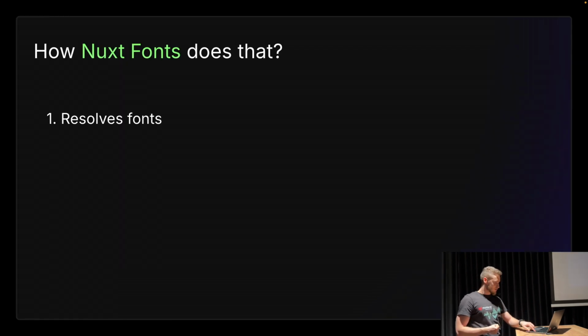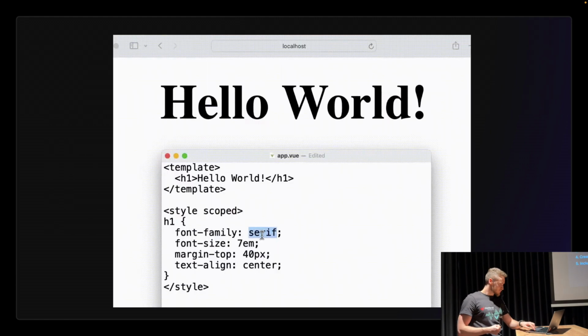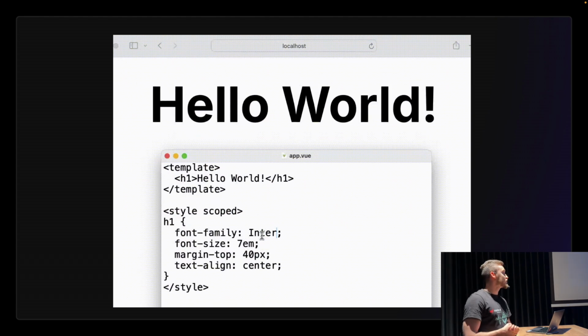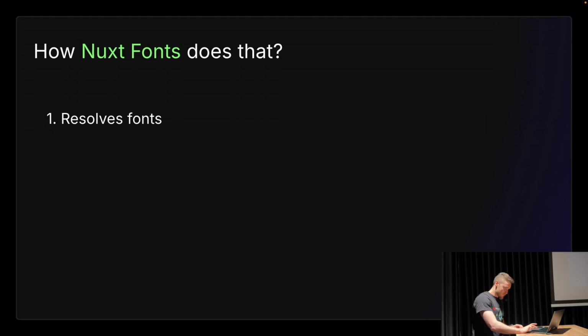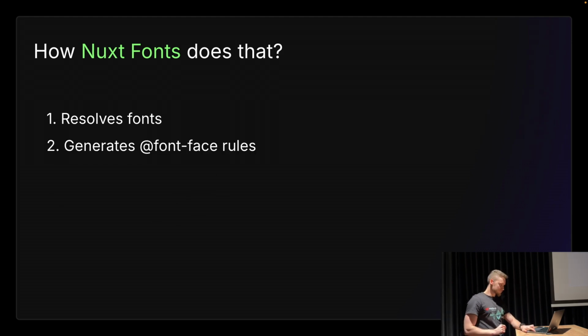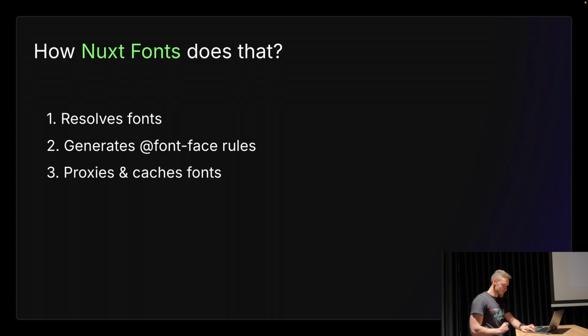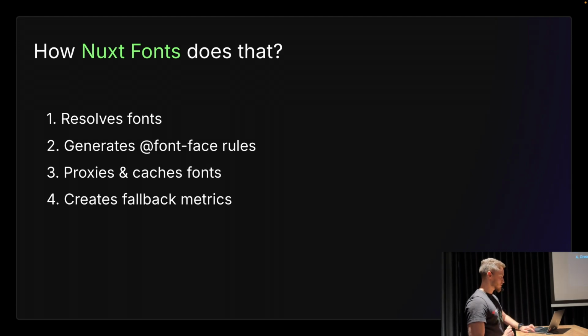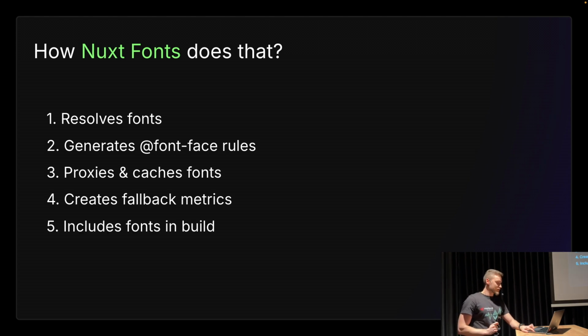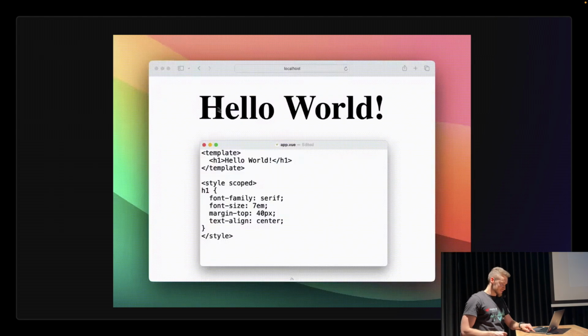I will show you later in the demo. So we just set the value of the new custom font that we want to use, and it will fetch it, and it will be automatically applied to our application. So how does it work? It resolves the font, generates the font face rules, proxies and caches fonts, creates fallback metrics to avoid layout shift, and includes fonts in the build, which means that we don't need to take care of those fonts. They are just there, optimized for us.